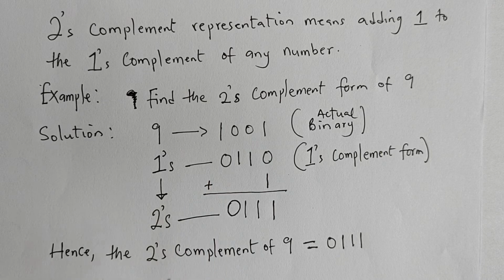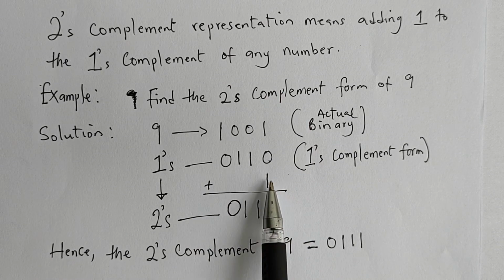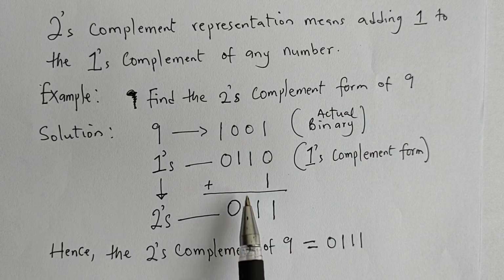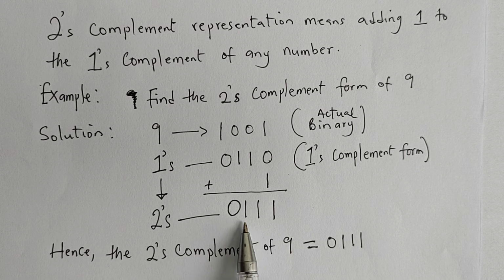Now the next and final stage is to obtain the 2's complement. In order to obtain the 2's complement, we need to add 1 to the 1's complement. So we add plus 1. 0 plus 1 gives us 1. Then bring down this 1, bring down this 1, and then bring down this 0. Therefore, the 2's complement is going to be 0111. Hence, the 2's complement of 9 is equal to 0111. So this is how simple it is.